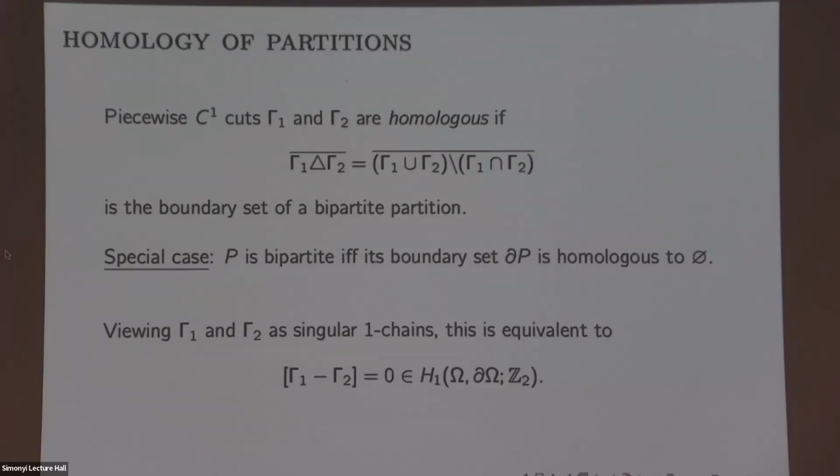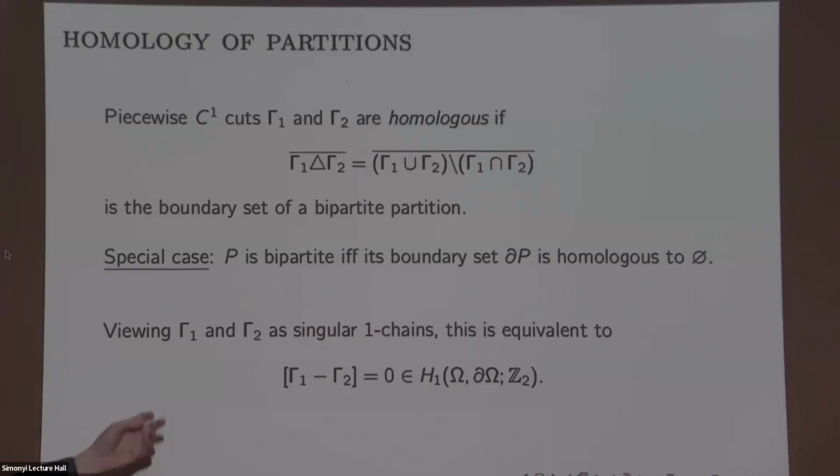So P is bipartite if and only if its boundary set is null homologous. Now, what does this actually have to do with the normal idea of homology from algebraic topology? Well, remember, each one of these cuts is just the union of some collection of C1 curves. And so we can take that finite collection of C1 curves and view it as a singular one chain. So it's just some finite formal sum of curves in our surface.